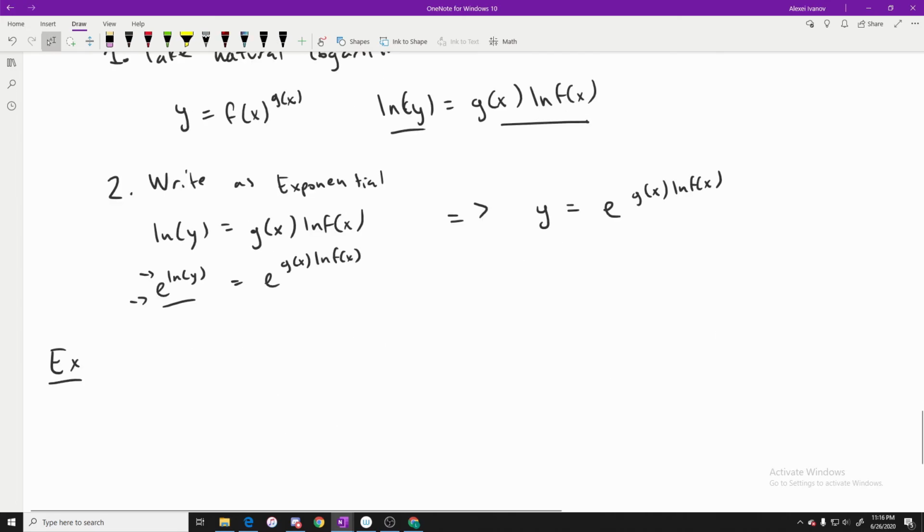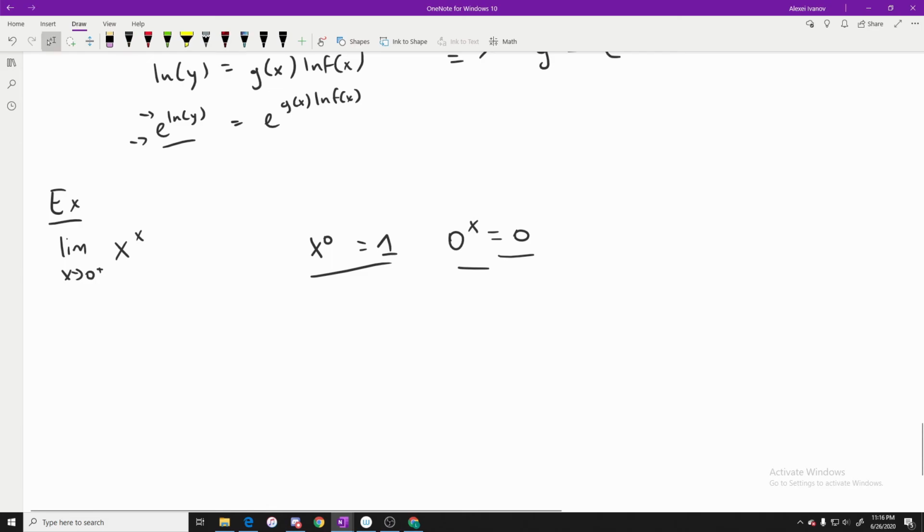Let's say we have the limit as x approaches 0 from the right of x to the x. Again, this is indeterminate because if we plug in 0, we're going to get x to the 0, which is apparently always equal to 1, but we're also going to get 0 to the x, and this should always be equal to 0. So again, we don't know which case to take, so this is why it's indeterminate.